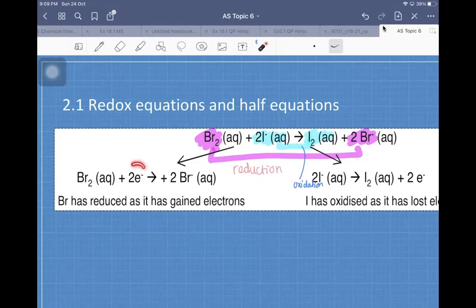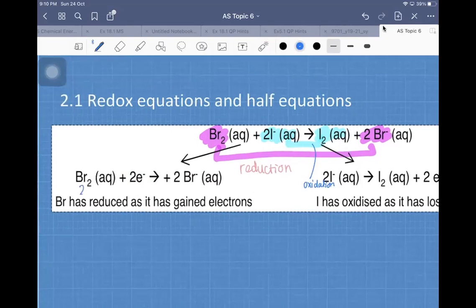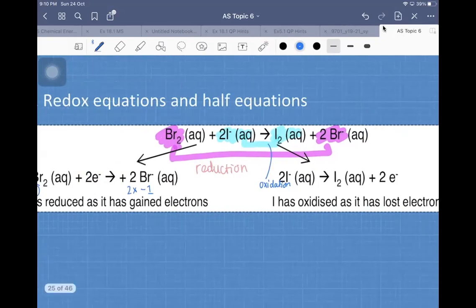So you look here, the electrons are on the left side. So that's the easiest way to spot whether bromine has undergone reduction or oxidation. Okay, if you don't like that, I would look at the oxidation number. Bromine has an oxidation number of 0, because it's a neutral compound. Bromide has an oxidation number of -1, and because there are 2 of them, you just multiply it by 2. So you go from 0 to -2, that's a reduction. Your oxidation number has decreased. It goes from 0 to -2.